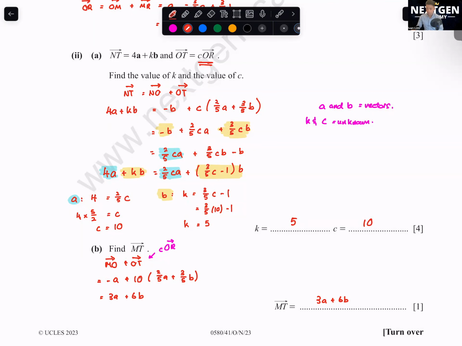Okay, if you are good, give me a 1 in the chat. Is it okay if you use TO plus OM? TO plus OM, then you get TM already. You want MT.